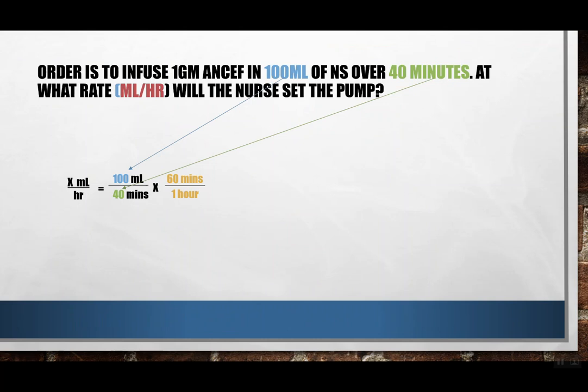How would I do that? I use those 60 minutes per hour, which allows us to cancel our minutes. This is dimensional analysis. By canceling those minutes out, we have mils on top and hours on the bottom. If that's exactly what you need, that's what it is. At that point, you can go ahead and multiply across and divide. That gives us 6,000 on top and 40 on the bottom, which is 150 mils per hour. Happy little red cloud.